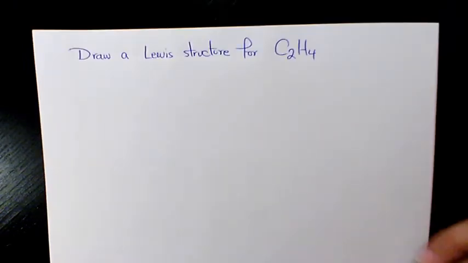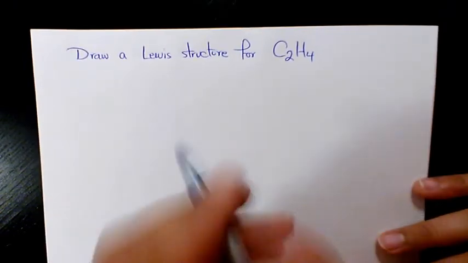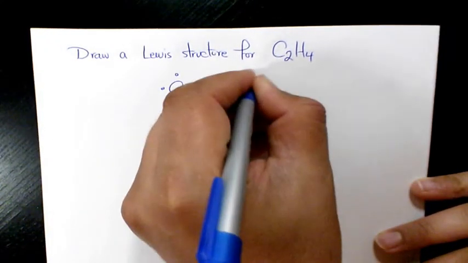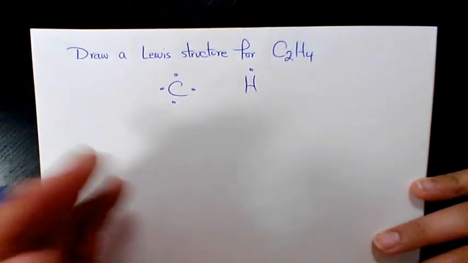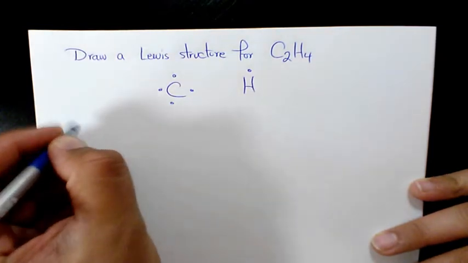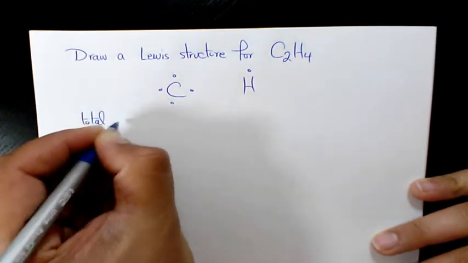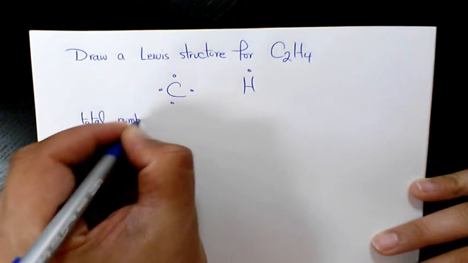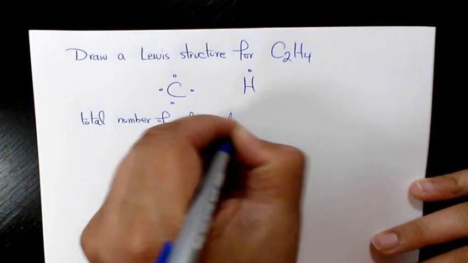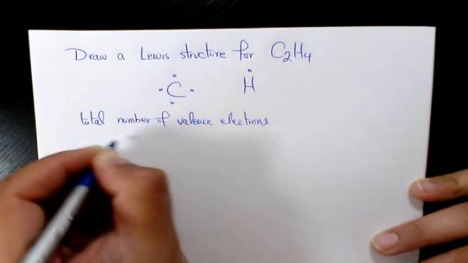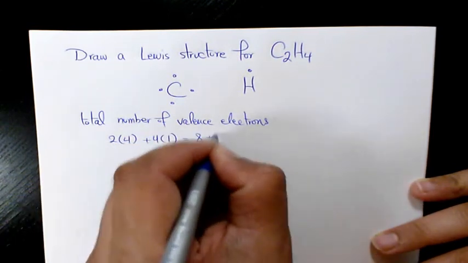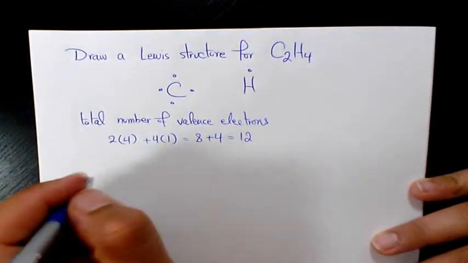Now let's see the Lewis structure for ethylene. Ethylene, again, based on what we had in the previous example, we have the same elements. The bonding capacity of carbon is 4, and for hydrogen is 1. So what is the total number of available electrons? Total number of valence electrons is 2 times 4 plus 4 times 1, which is 8 plus 4 equals 12.